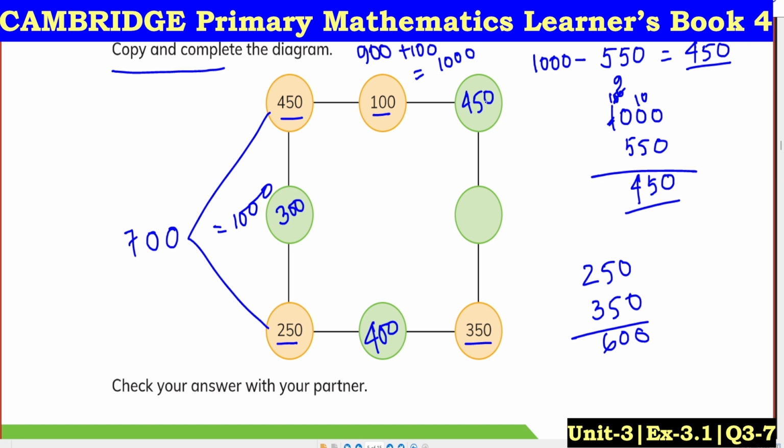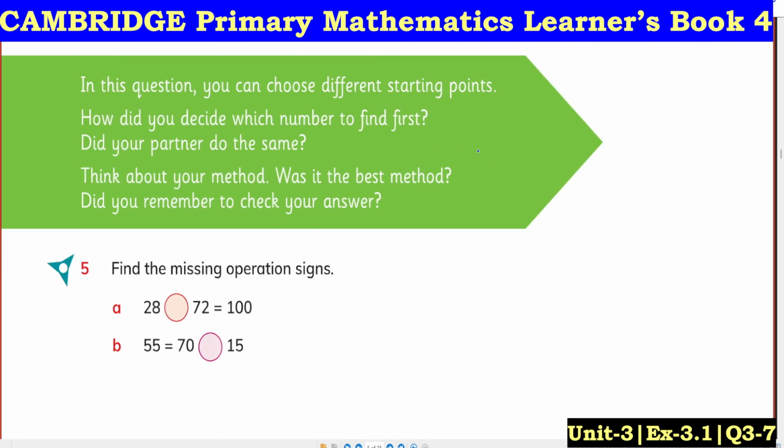And here is a 450 and here is a 350. 450, 350: 0 plus 0 is 0, 5 plus 5 is 10, carry 1, 4 plus 3 is 7, plus 1 is 8. That's 800, so we should write 200 in here. So very simple. Number 4 is done.